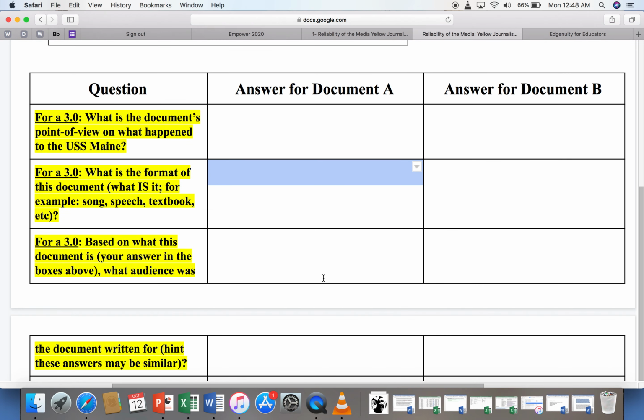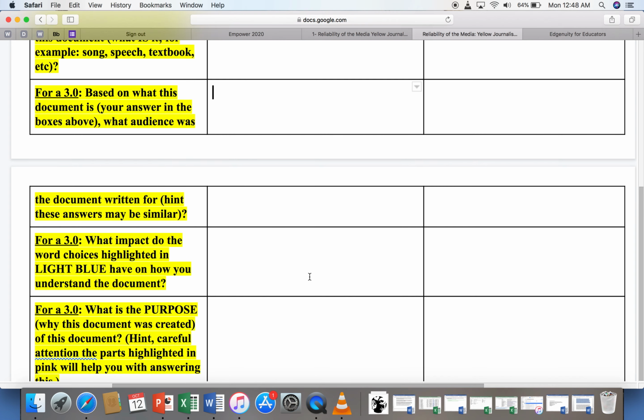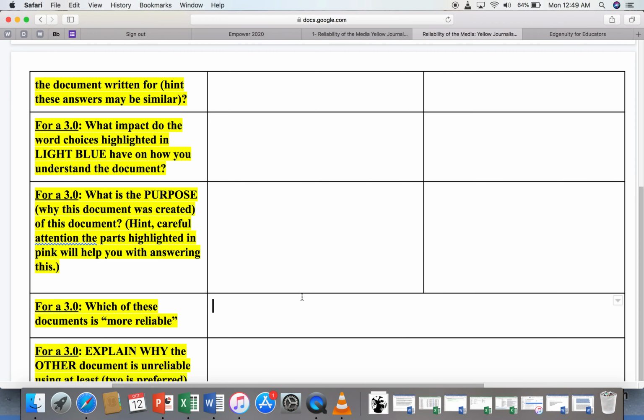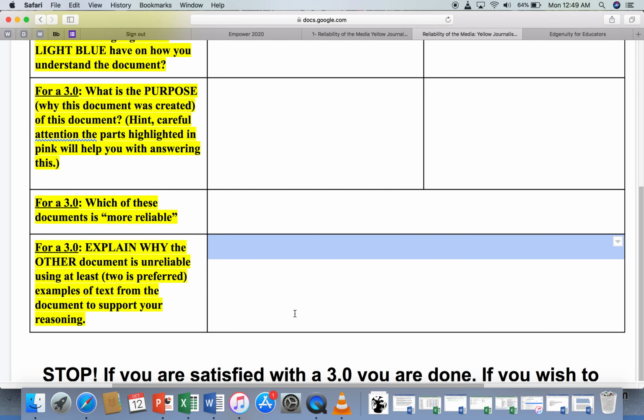Point of view, format, who is the audience because of that format, what impact do the words in light blue have, what is its purpose, which is more reliable, why is it more reliable. This whole thing should take you maybe 25 minutes, 30 minutes tops. I would expect this to really take closer to 15 or 20. So this is sort of a nice short lesson, just designed to get you to think about historical sources and what makes them reliable and reading between the lines.